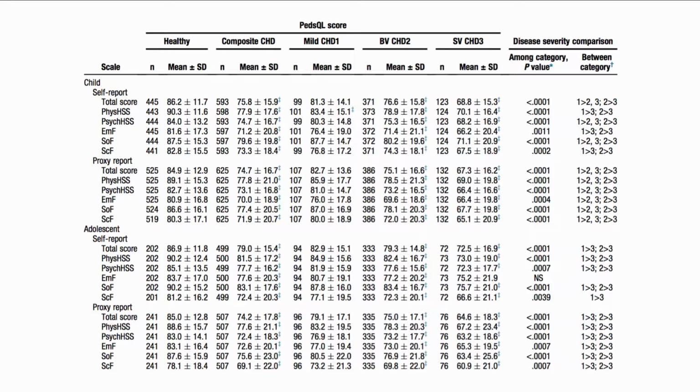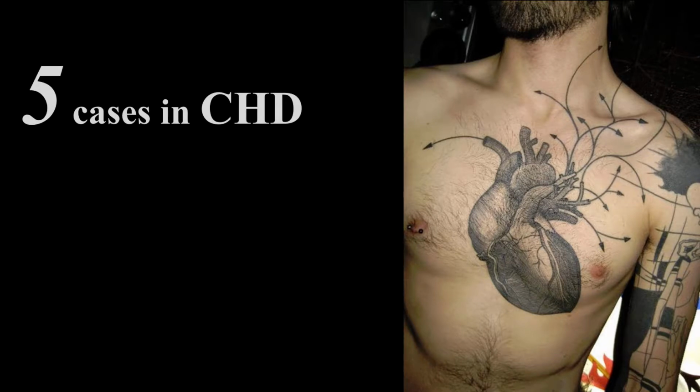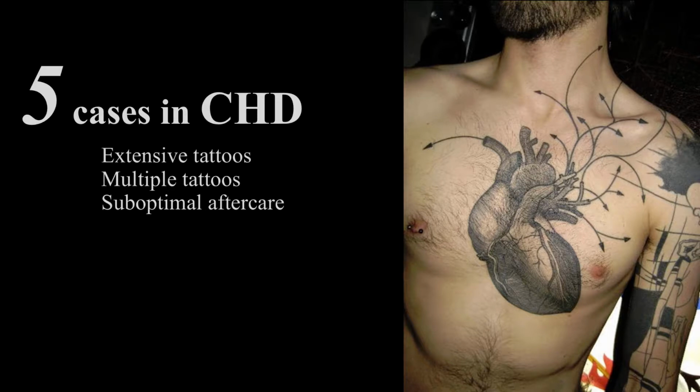This is an example of a presentation that I gave on tattoos and piercings in congenital heart disease. And I only wanted to say, well, there are 5 cases of people with congenital heart disease that ever developed endocarditis. And these were the circumstances that an endocarditis occurred. And overall, the consequence is 1 death.